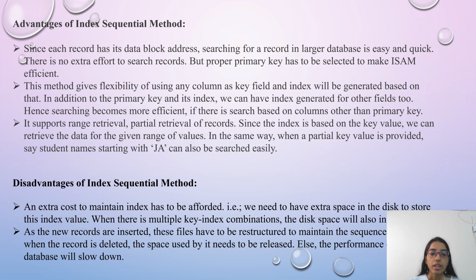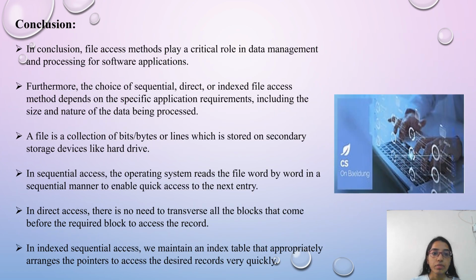An extra cost to maintain the index has to be afforded. That is, we need to have extra space in the disk to store this index value. When there is a multiple key index combination, the disk space requirement will also increase. As new records are inserted, these files have to be restructured to maintain the sequence. When a record is deleted, the space used by it needs to be released. Otherwise, the performance of the database will slow down.